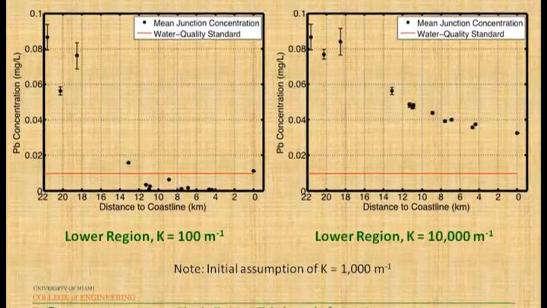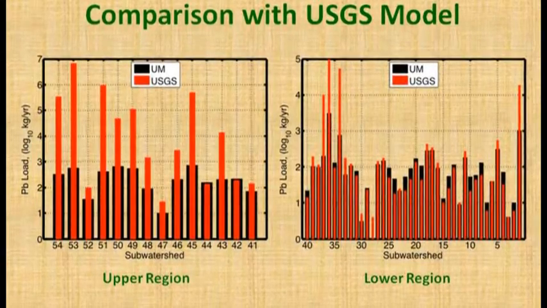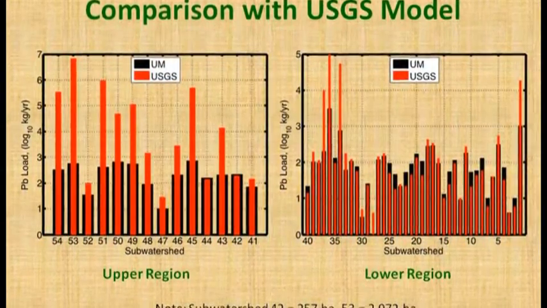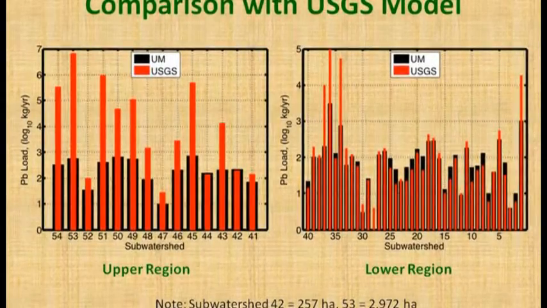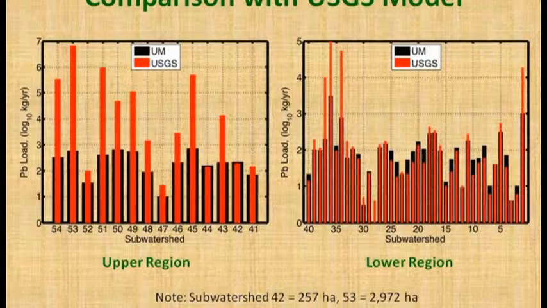We also compared our model with an established USGS model. I had said earlier subwatershed 42 is small and 53 is big. You can see here in the smaller watershed, the models predicted almost identical loads, whereas in the larger one, the USGS model was much larger. That's because the USGS model is more dependent on land area than our model is.